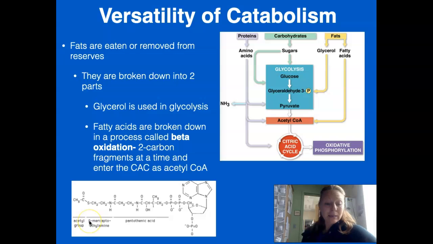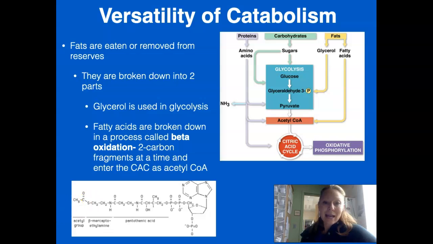So if you look at this, this is an acetyl-CoA molecule. And so here's your acetyl group. This is your acetyl group. And the carbon hydrogens are going to be used in a process called beta oxidation. So 2 carbon fragments are going to be used at a time as they enter the citric acid cycle as acetyl-CoA. And so this is why fatty acids have only even numbers of carbons in their fatty acid chains, because they're used 2 at a time.